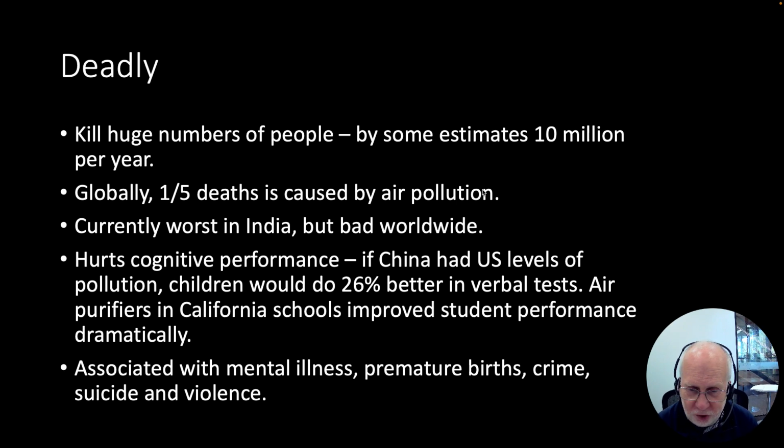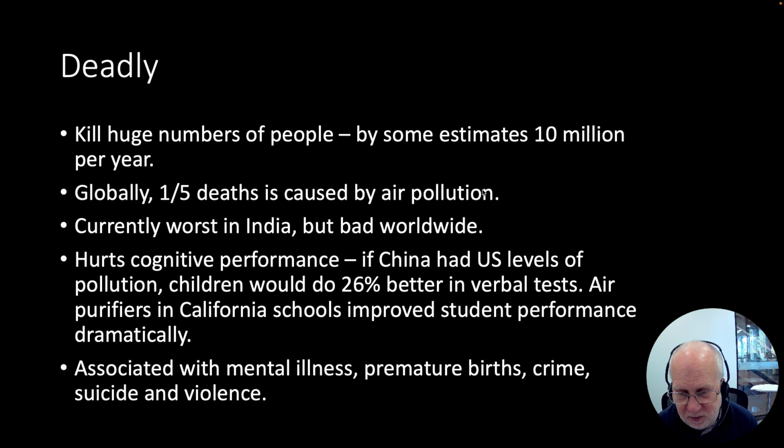It's currently worst in India. 10 or 15 years ago, China was the worst, but they've cleaned up somewhat, though it's still fairly bad in China. But India is now currently the worst. And there is a huge literature showing all the bad effects this air pollution has. It kills people, but also gives people who stay alive some bad health.